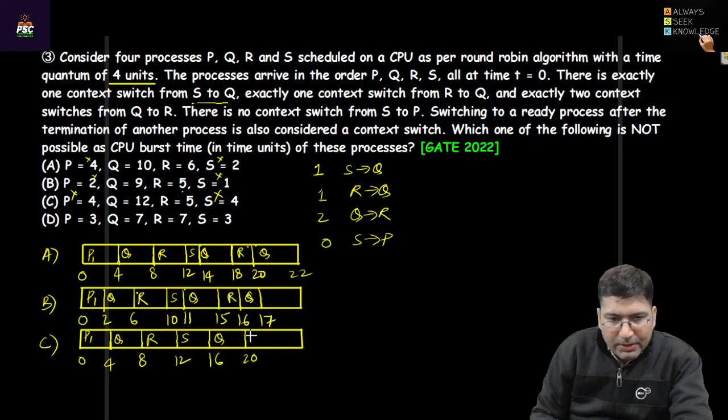Then R will be scheduled. R will continue till 21. Only one cycle is left here. Then remaining 4 cycles will be consumed by Q again. So it will be finishing by 25.